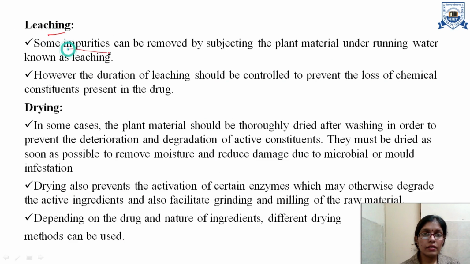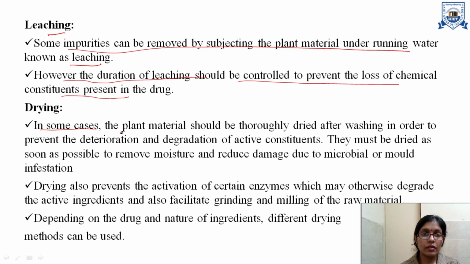Some impurities can be removed by subjecting the plant material to running water, known as leaching. So a continuous water supply is given over the plant. However, the duration of leaching should be controlled to prevent the loss of chemical constituents present in the drug. If the crude drug is placed under running water for a very long time, it may be possible that some of the water-soluble constituents may also be lost. So the duration of leaching should be controlled.